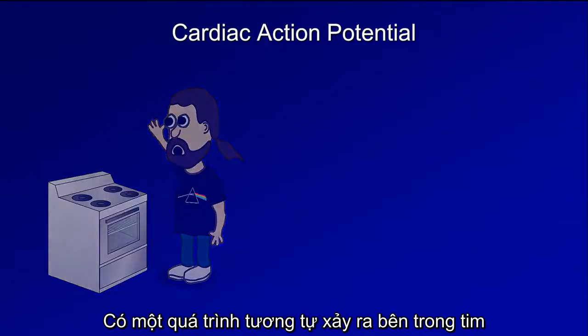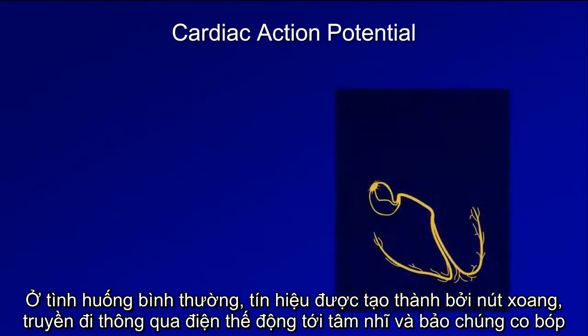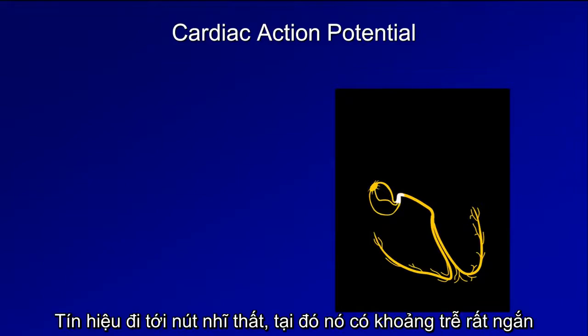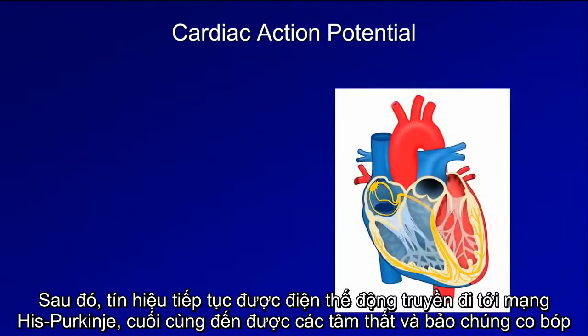There's a similar process that happens in the heart. In normal situations, a signal is generated by the sinus node, travels via action potentials through the atria telling them to contract. The signal then reaches the AV node where there's a brief delay. This is then followed by the continuation of the action potential mediated signal through the His-Purkinje network, eventually reaching the ventricles and telling them to contract.